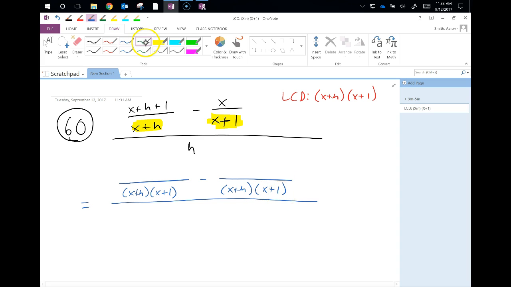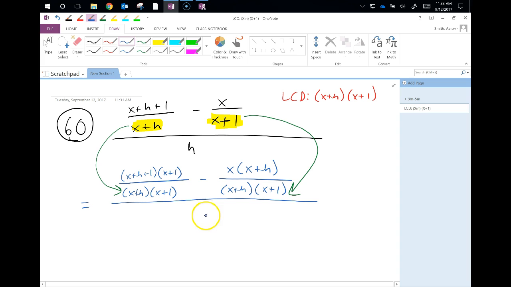Now looking at what I had compared to what I have now, I picked up an extra x plus 1, so this is going to be x plus h plus 1, multiplied by the extra x plus 1 that I picked up. Here I had just an x plus 1, I picked up an extra x plus h, so x times (x plus h), all over h.